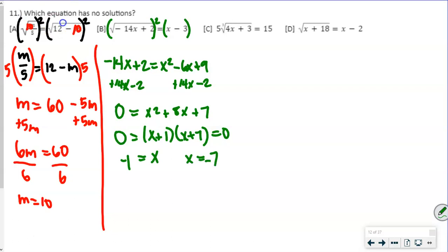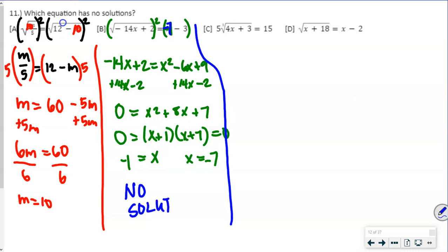So I already know that this is going to be my no solution one, because when I put -1 up here, -1 minus 3 is -4, and unless there's a negative in front of that square root, y'all, it's not going to ever result in a negative number, okay? So also when I put -7 up here, that's -10. That's not going to give me an answer either. So this one is our no solution.